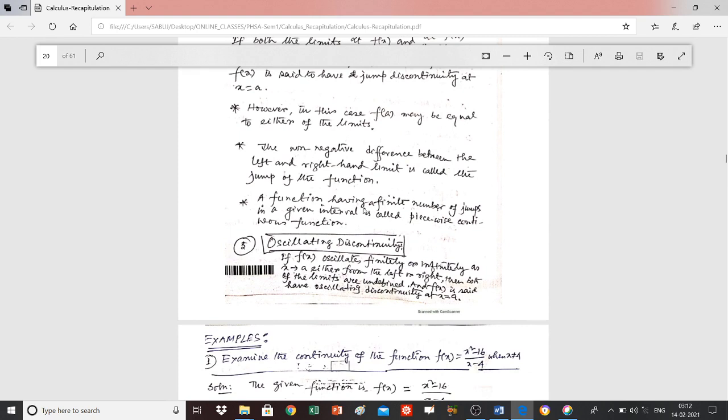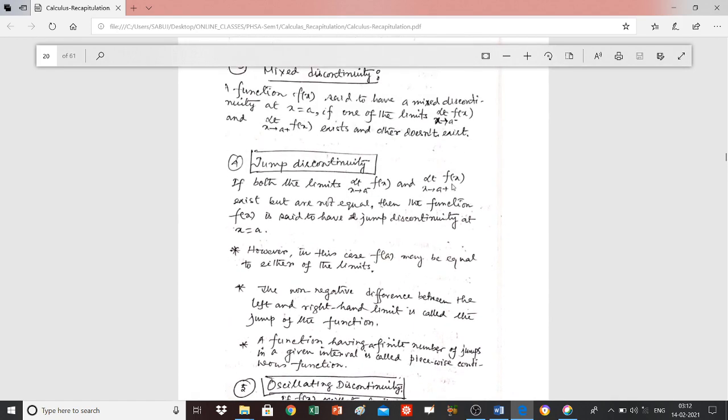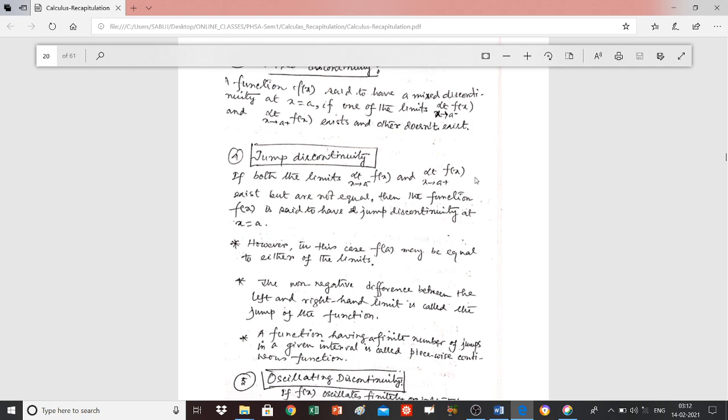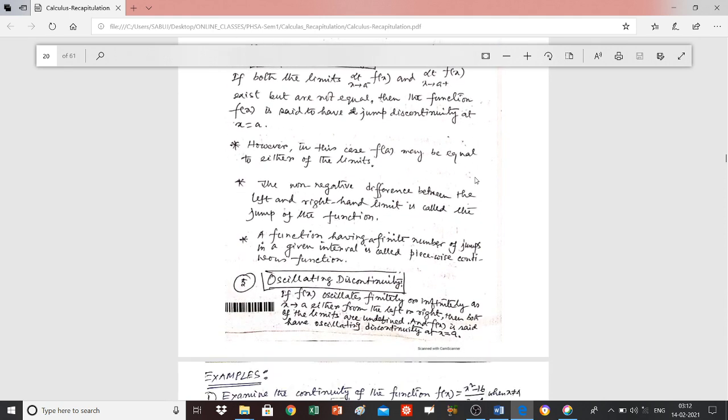A function having a finite number of jumps in a given interval: if you have a function f(x) and it has a finite number of jumps in a given interval, say (a, b), then the function is said to have piecewise continuity. The interesting thing here is that if you are given a function and you observe that it has a finite number of jumps in a given interval, then you can say that this function is piecewise continuous.